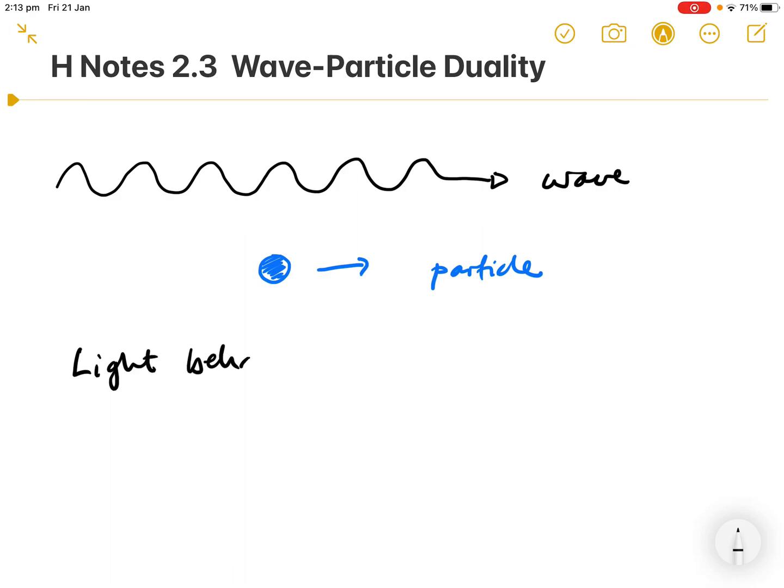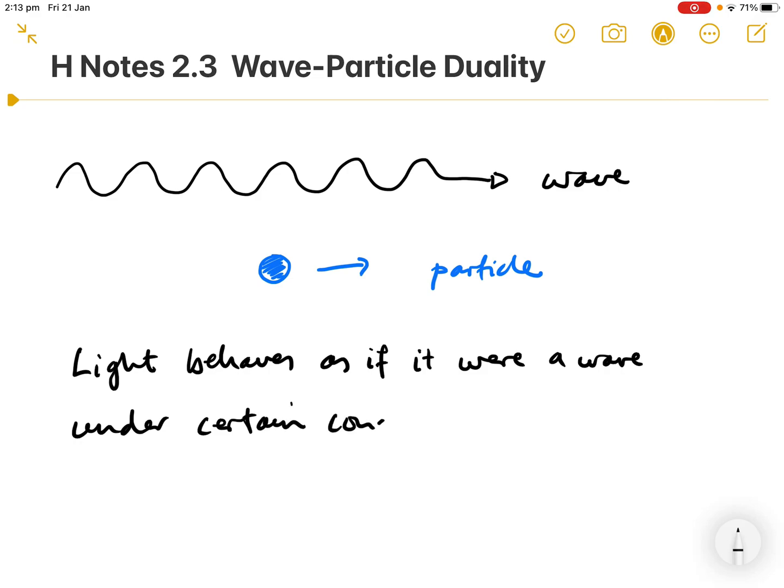Light behaves as if it were a wave under certain conditions, e.g. diffraction, and interference.